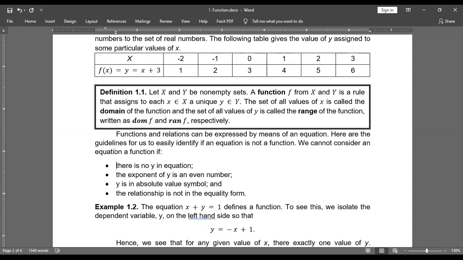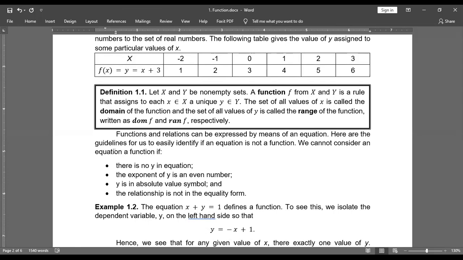So first condition, there is no y in the equation. If there is no y, not a function. If there is a y, it could be a function. Second condition, if the exponent of y is an even number, not a function. But if the exponent is not an even number, it is a function.